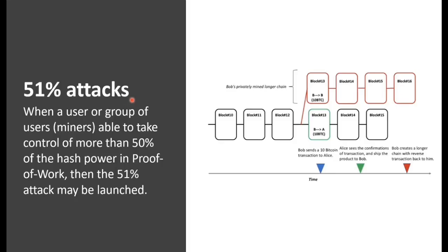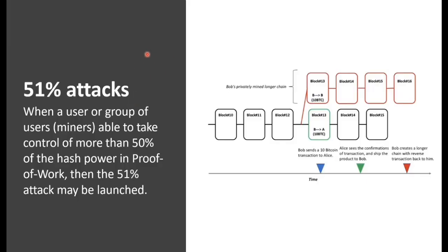51% attacks have been an attack on a blockchain that have been theorized for a long time. In theory, it is a real attack. However, to gain control of 51% of a public blockchain network requires computing power that would most likely be in excess of anything that an attacker would hope to gain.